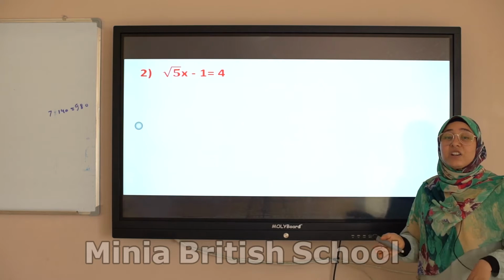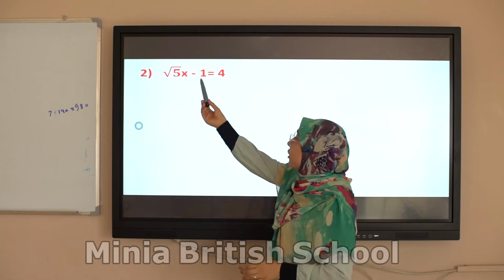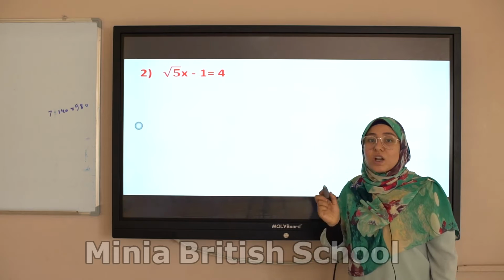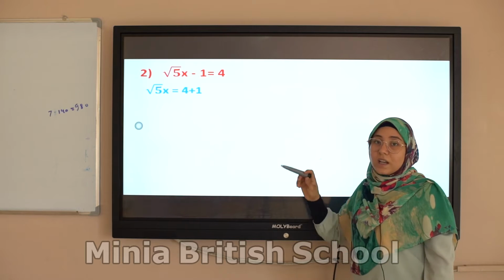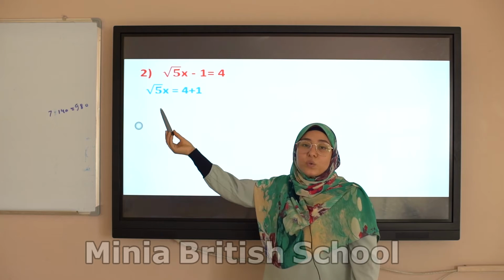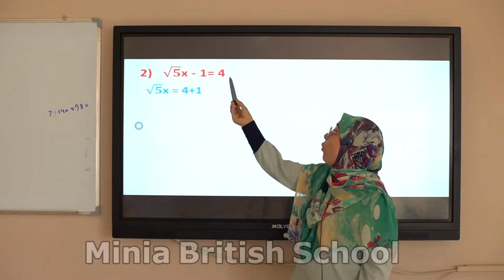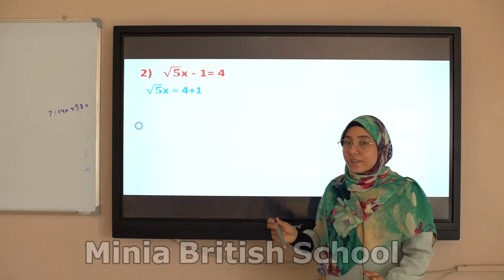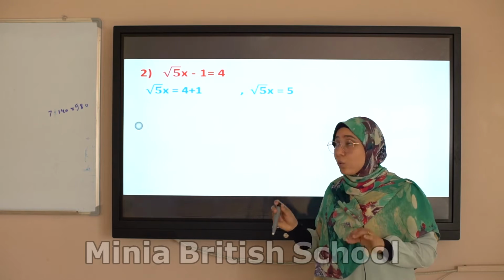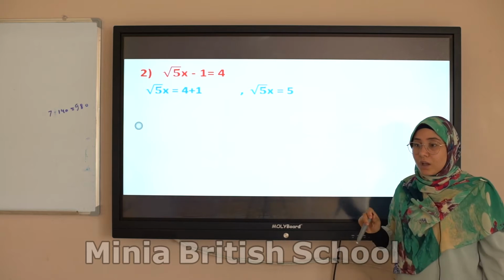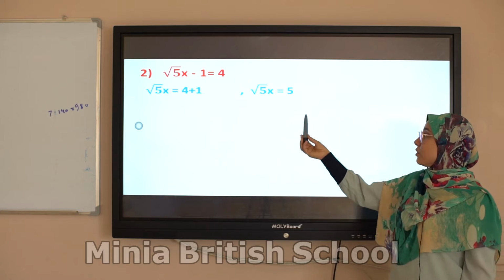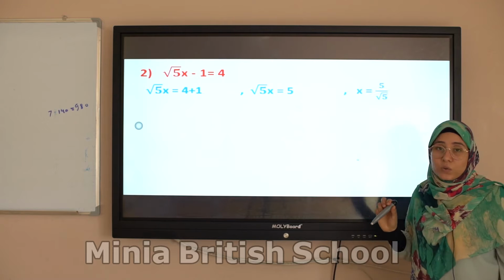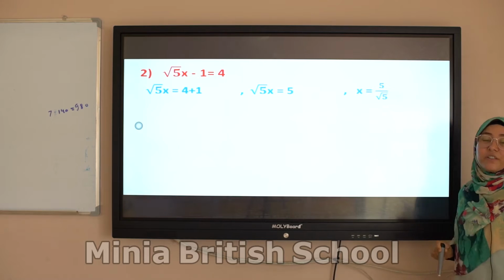Now, the same idea here. I need to separate between the variable and the constant, so I will move negative 1 to the other side with the opposite sign, okay? So we get root 5x equals 4 plus 1. So root 5x equals 5. Divide both sides of the equation by root 5. So x equals 5 over root 5.